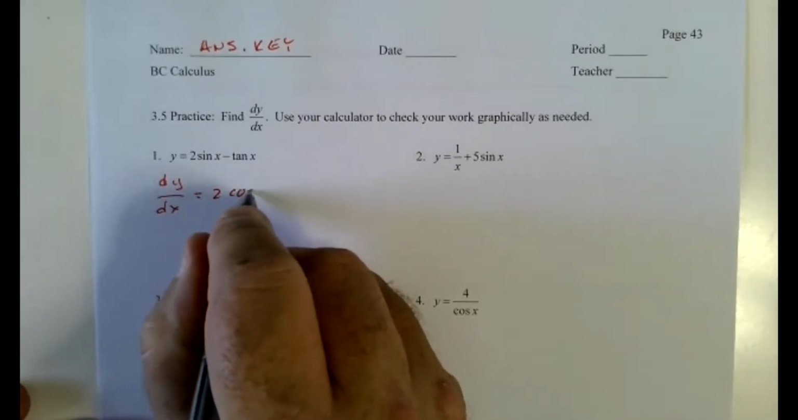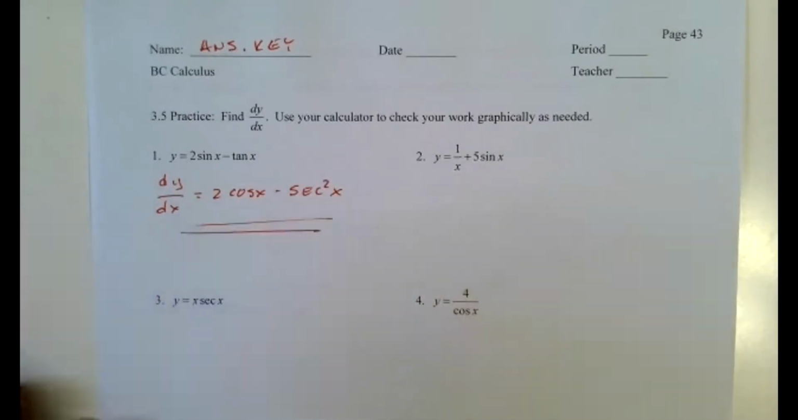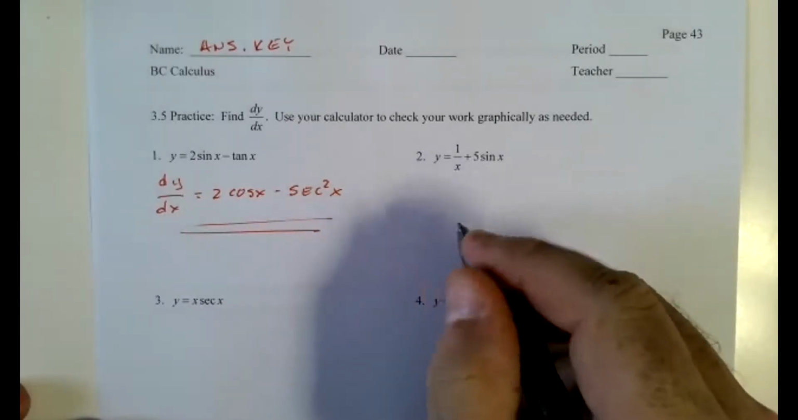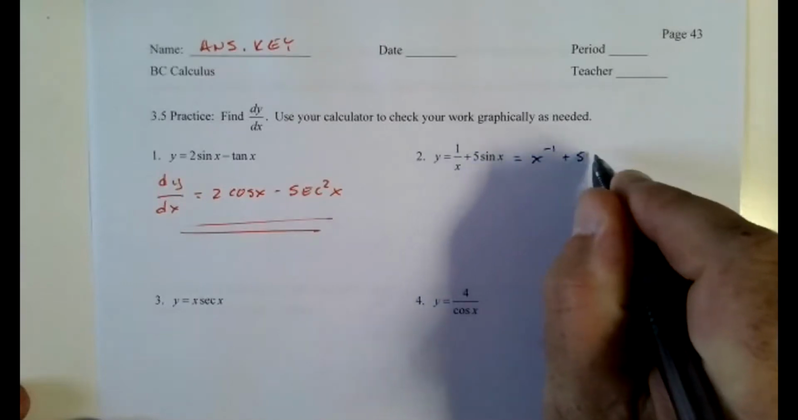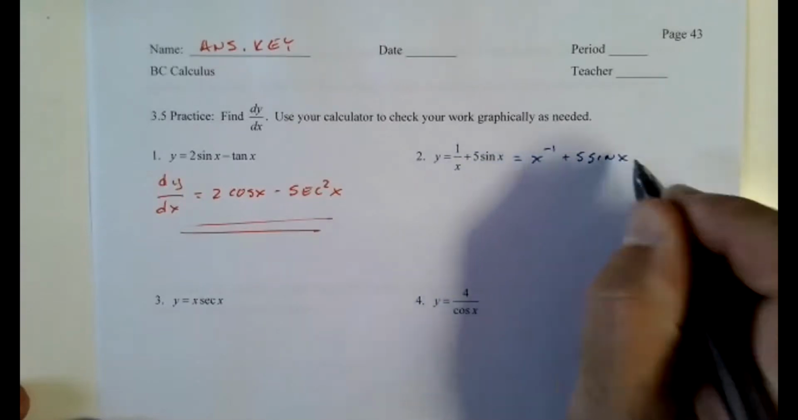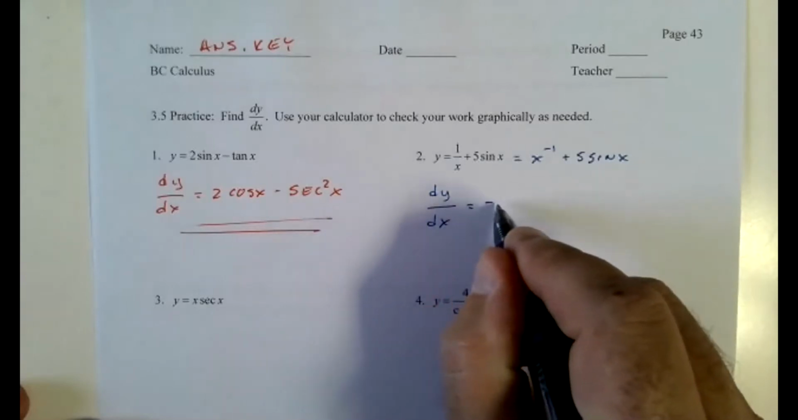Derivative of sine is cosine. Derivative of tangent is secant squared x. And that's it. You just got to get quicker at it. Now, this one's a little trickier. I almost always rewrite this, even though I can do it off the top of my head. This is one that students don't get tight for a long time.